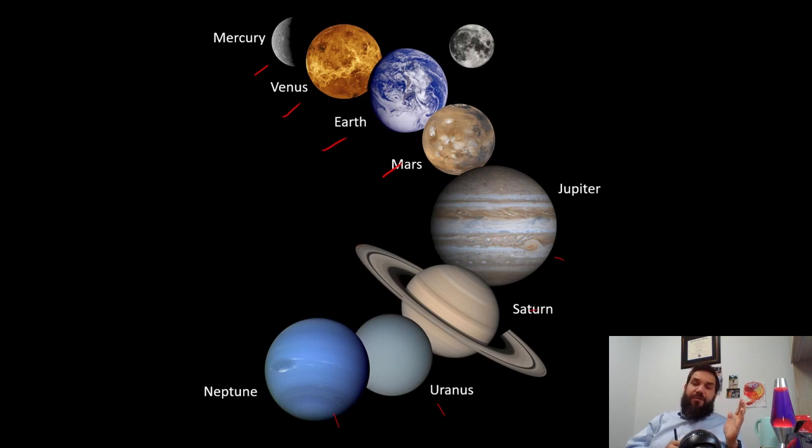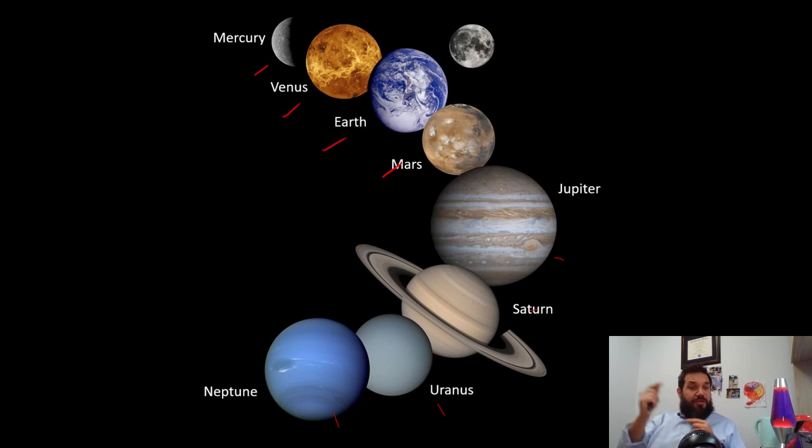I'm going to ask you on the test, straight out, what are the 8 planets in order? From the sun to the outermost reaches of the solar system. What are the 8 planets, okay? Mercury, Venus, Earth, Mars, Jupiter, Saturn, Uranus, Neptune, okay? Make sure you know them in order.